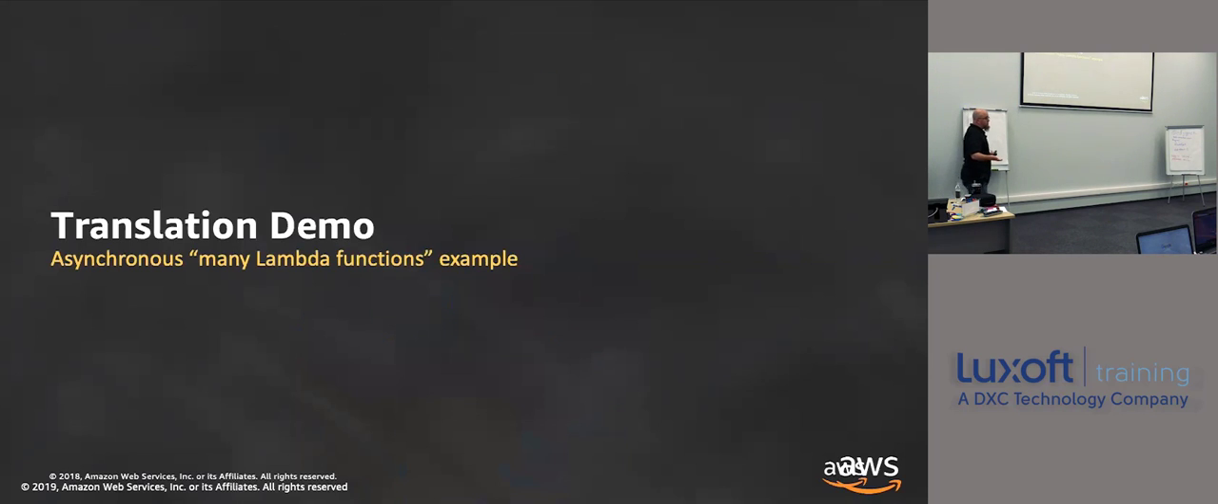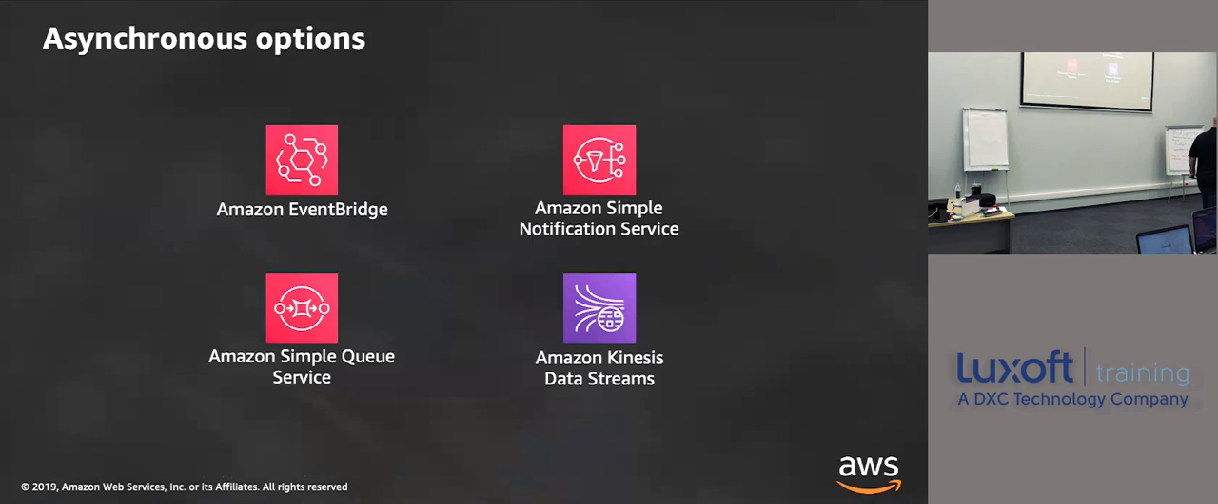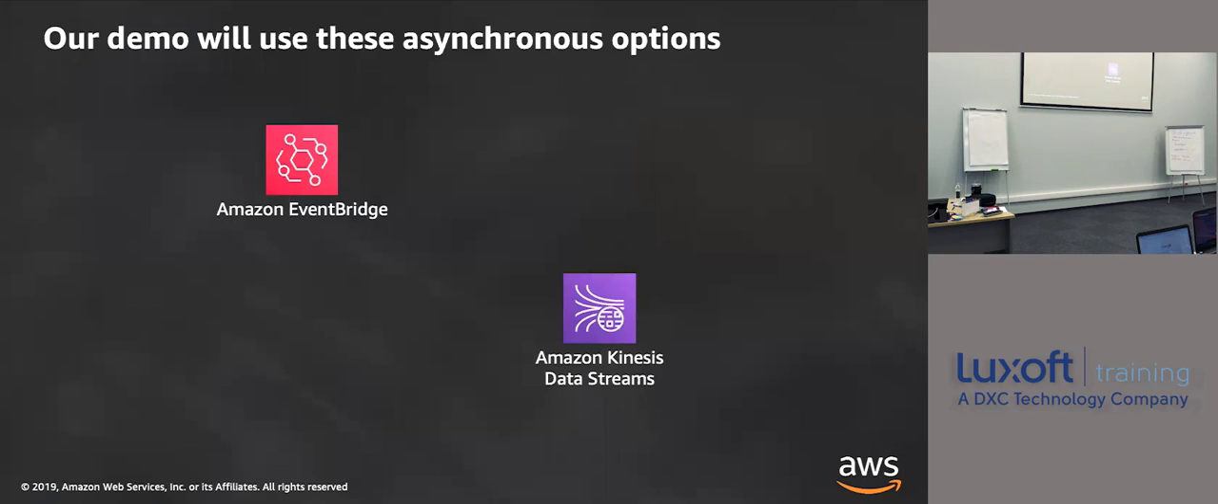So let's look at this translation demo again, but instead of doing it synchronously, let's look at what asynchronous does. Okay? So we have several options that we can do, and I talked about them earlier when we were talking about the different patterns. I can use Simple Notification Service, Simple Queue Service, Kinesis Data Streams, or our new service called Amazon EventBridge. Okay? So in this one, we're particularly going to use Amazon EventBridge.